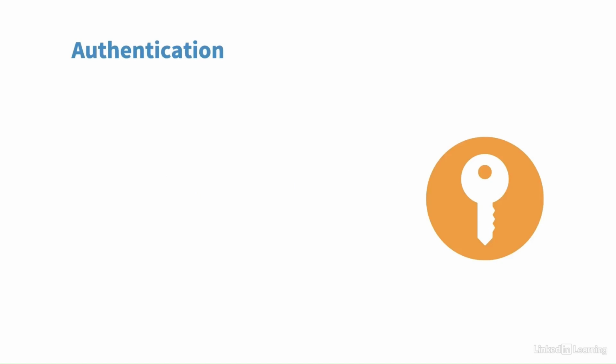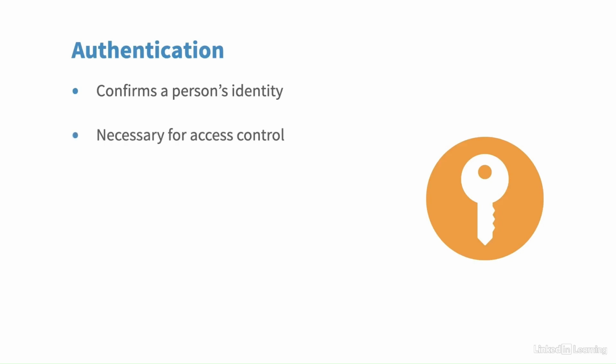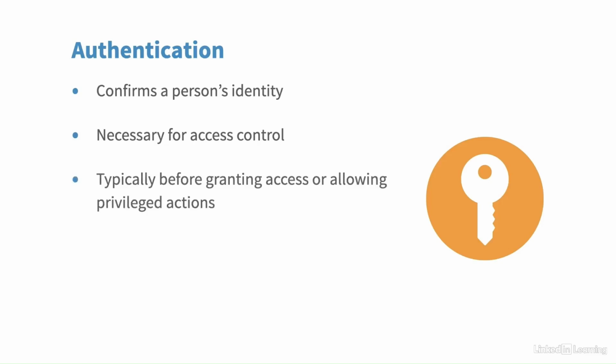Authentication is a process which confirms a person's identity. It ensures that a person is authentic, that they are who they say they are. Authentication is a fundamental tool for controlling access. We usually authenticate someone before we grant them access to an area or before we allow them to perform certain actions. Authentication and access control go hand in hand.